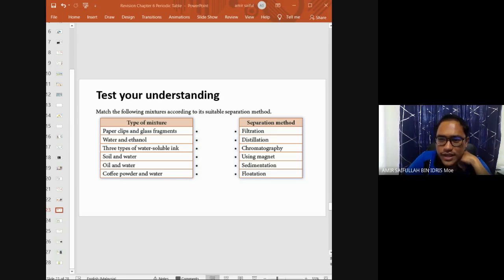Next one. Fasha Christina. 3 types of water soluble ink. Fasha Christina, boleh tak jawab? Okay, tak apa. Adriana boleh? Adriana? Mana kamu semua ni? Senyap je.